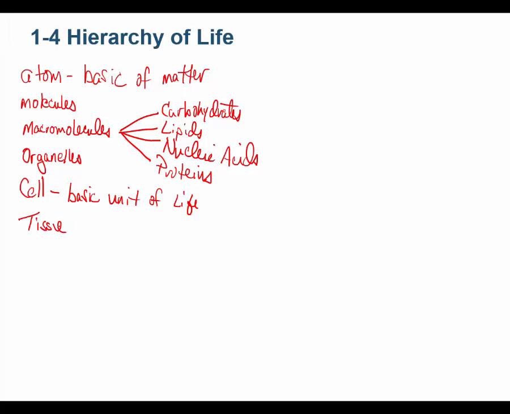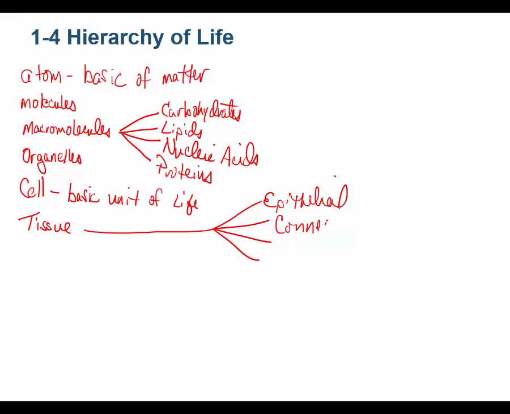And there's only 4 primary tissue types. Forgive my poor spelling. There's only 4 primary tissue types. And those 4 primary tissue types are as follows. There's epithelial tissue. There is connective tissue. There is muscular tissue, and there's nervous tissue. All right, those are the 4 primary tissue types.